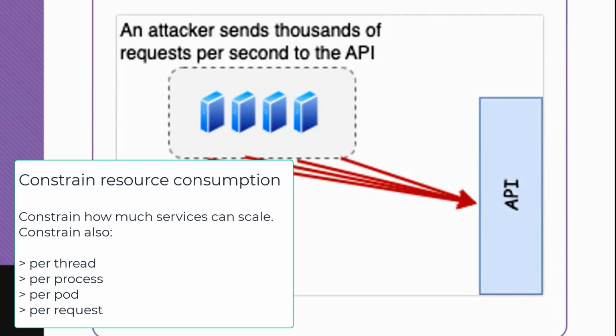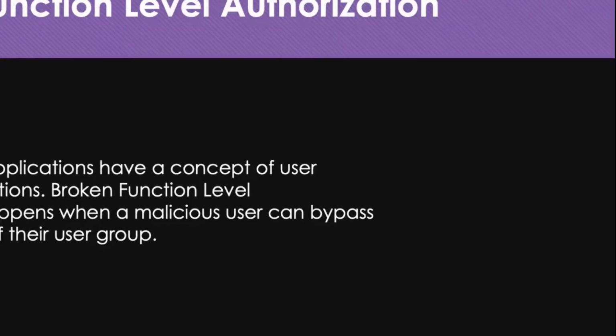any process can consume. If you're using containers, that's pretty easy. You can set constraints on the container of how much memory and CPU they can consume. But if you can put constraints on every thread, process, request, every node, every pod of your architecture, then do it. You will be in a better position to handle this kind of attacks.